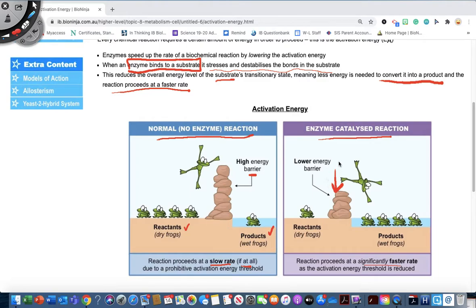So the energy barrier that gets lowered is the energy found within the bonds of the reactants, right? There's a destabilization of those energy bonds, and therefore the reactant can be turned into a product much faster.